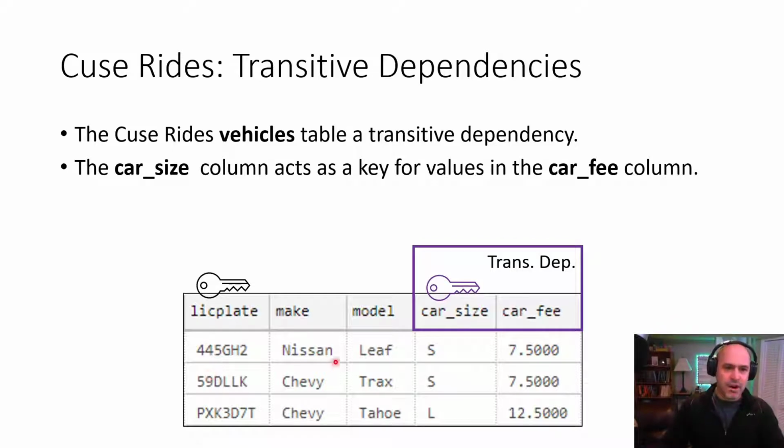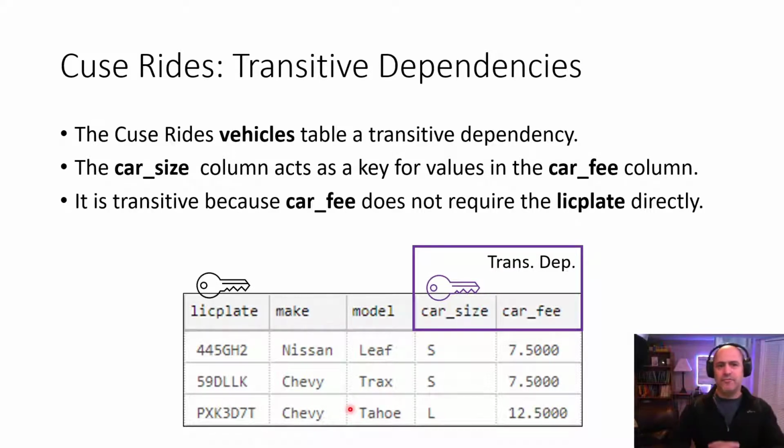You can have two different cars, Leaf and Trax. Their fees are the same because they're both the same size. That's just the business model they chose. There's actually a hidden table in here. You can take this stuff and make a smaller table out of it and then join it back to the original table.